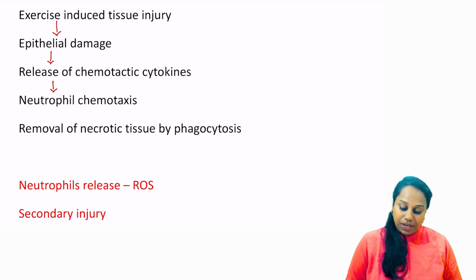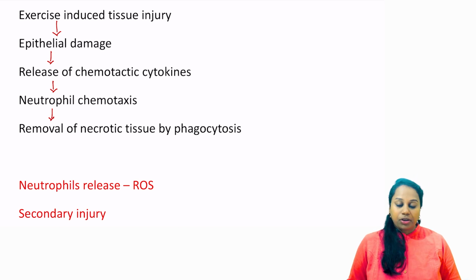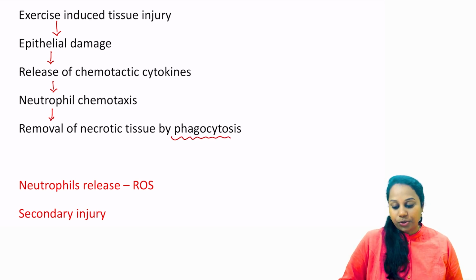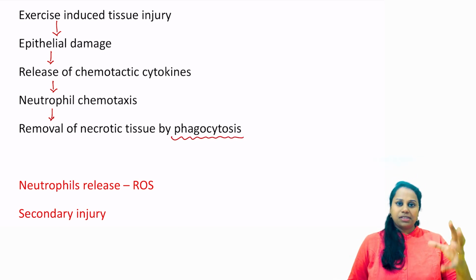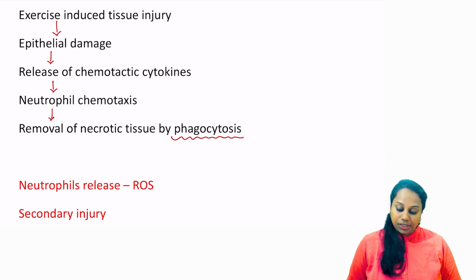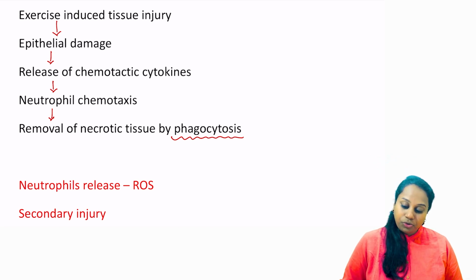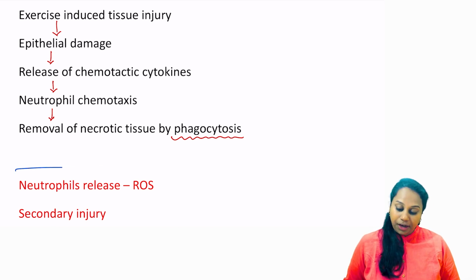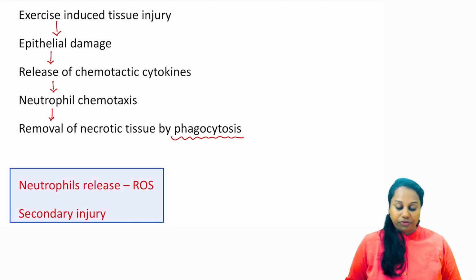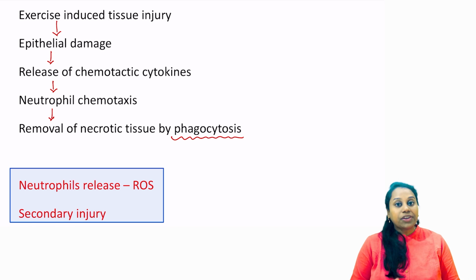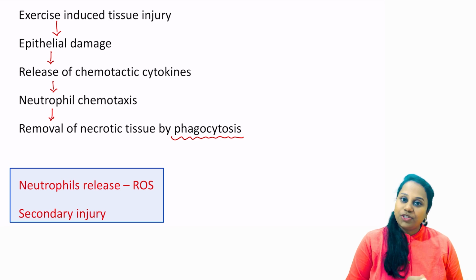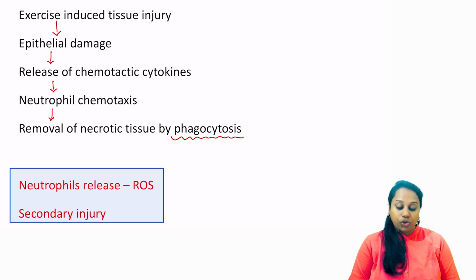And this neutrophil helps to remove the necrotic tissue by phagocytosis. What is phagocytosis? Cell eating. So this causes neutrophils to do phagocytosis. And one other possibility is that the neutrophils which are doing phagocytosis can release reactive oxygen species, and this reactive oxygen species can cause secondary injury. So there is possibility of secondary injury also.